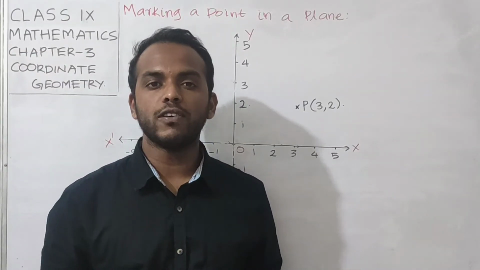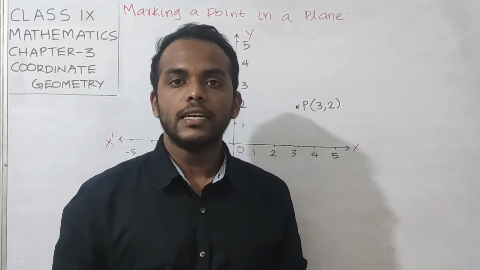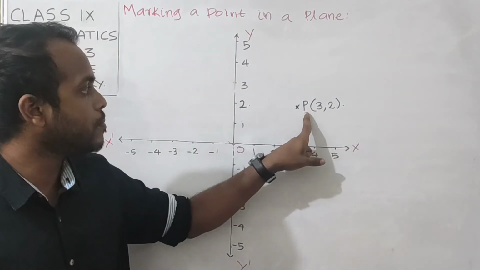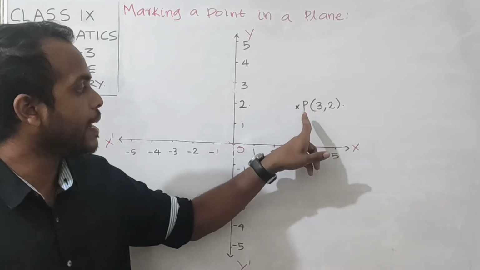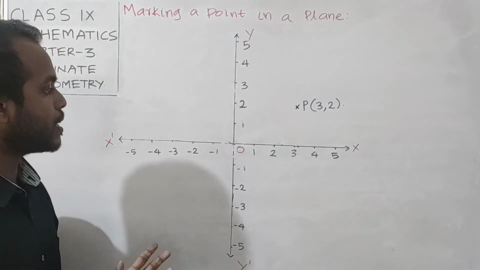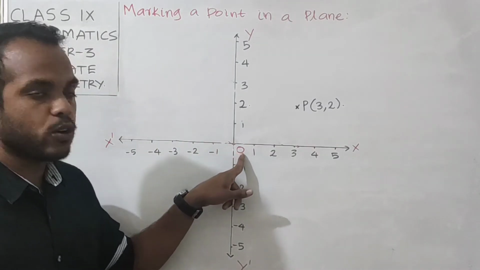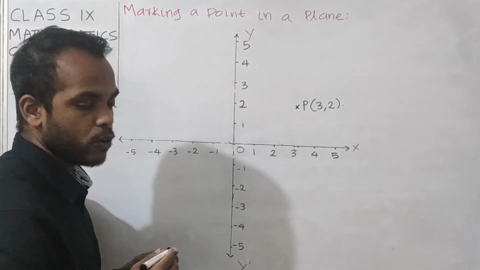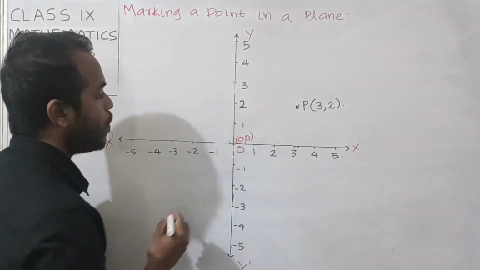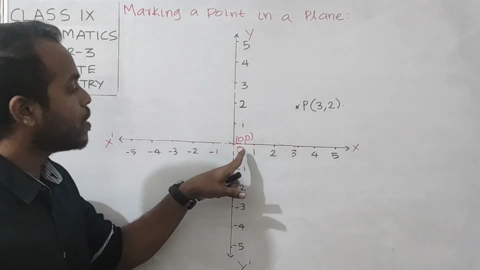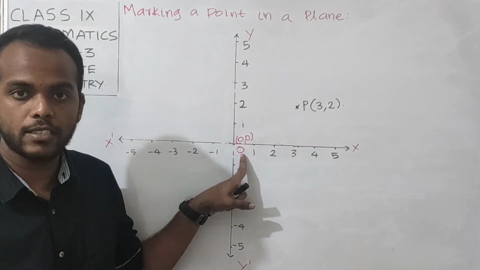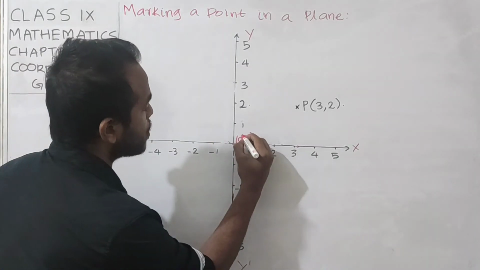Now let's see a practical example of how to mark a point in a plane. Suppose you are given a point P with coordinates 3 and 2. It means it has x coordinate 3 and y coordinate 2. Before that, let's see some basic concepts. This one is called the origin, and the coordinates of the origin are 0, 0. The distance from the center to this point is there any distance? No, it is 0. So we have 0 and 0.